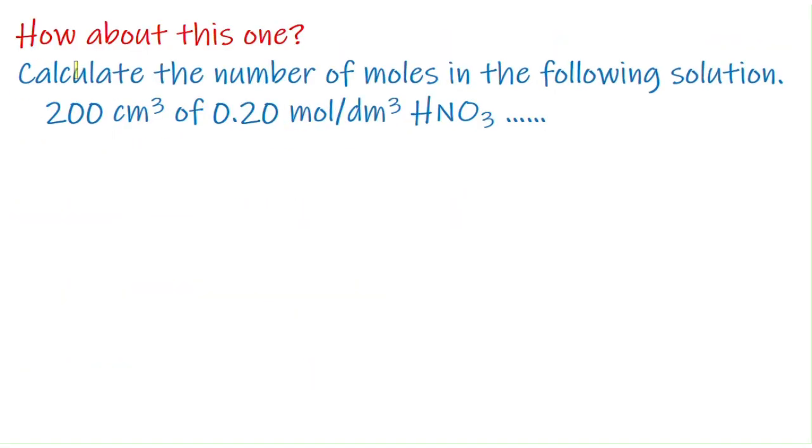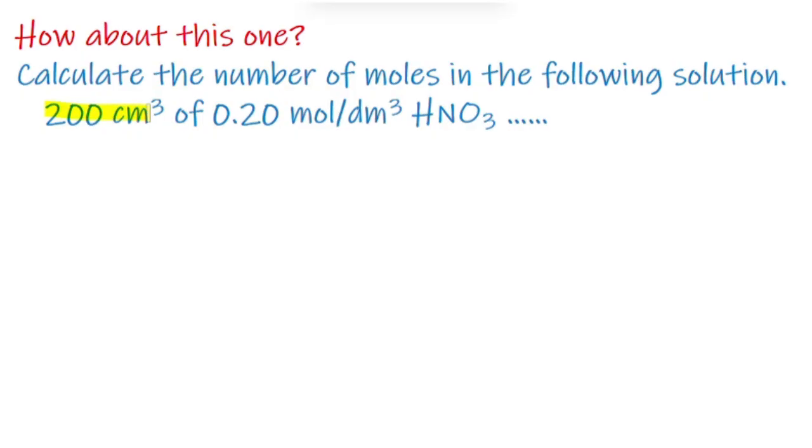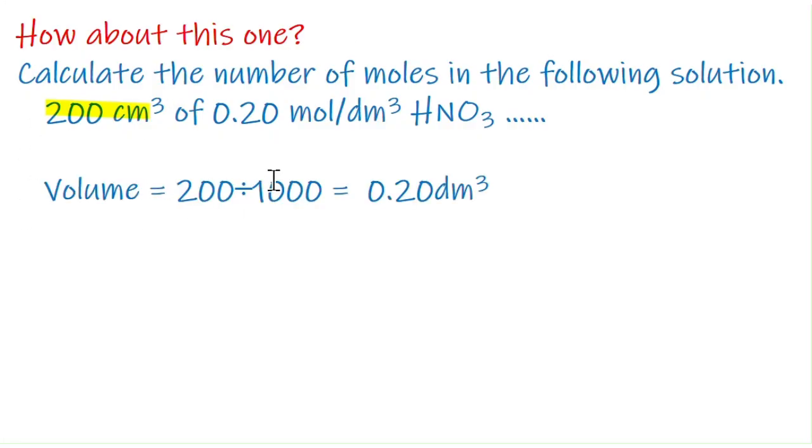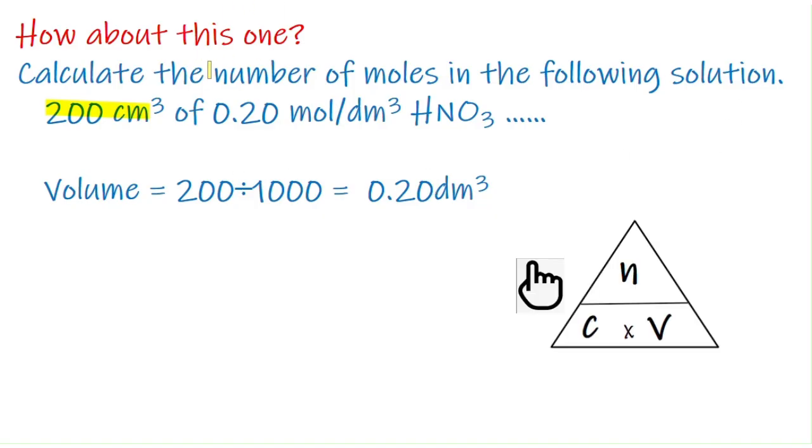How about this one? Calculate the number of moles in the following solution. 200 cubic centimeters of a 0.2 moles per decimeter cubed HNO3. Now this one you are often required to do, from that NCV triangle, to not only calculate concentration, but also the number of moles. So we use exactly the same idea and exactly the same strategy. Volume into decimeters cubed first by dividing by 1,000. So 200 divided by 1,000, 0.2 decimeters cubed of the solution.